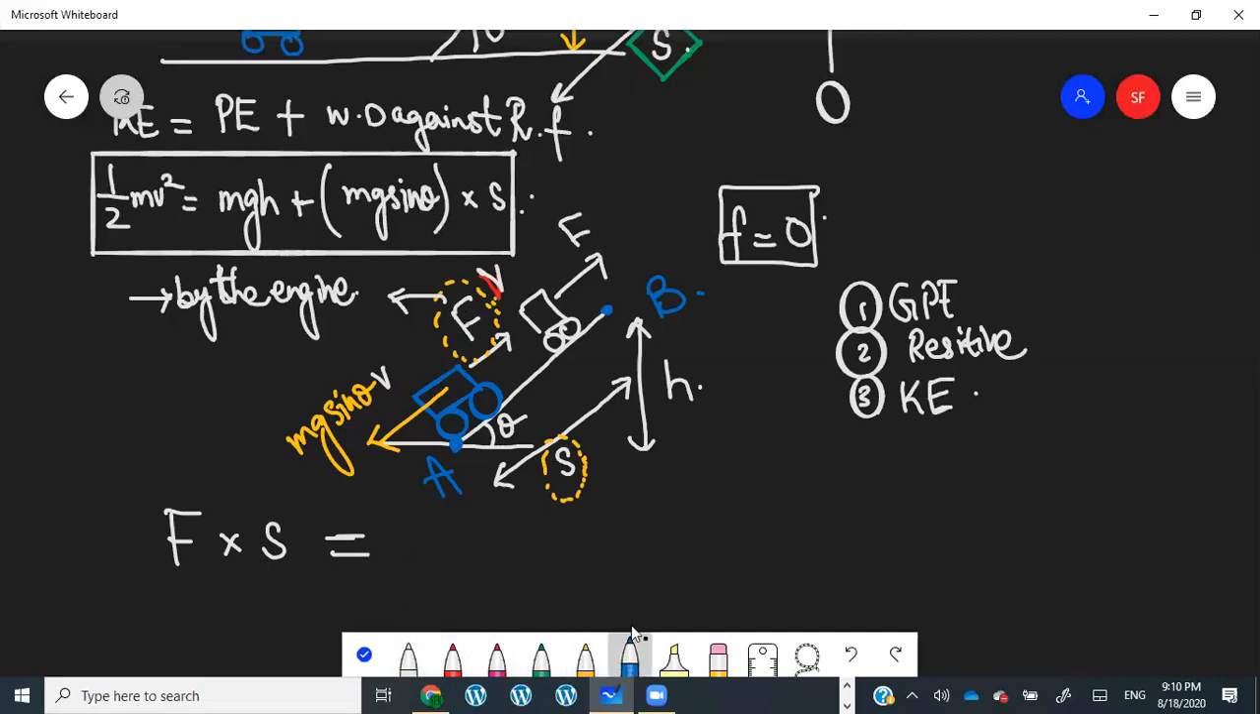Now, what are the energies into which this work has been converted in this scenario? Is there any work converted into gravitational potential energy? Yes. Height is gained, so whenever height is gained, gravitational potential energy is one of the energies into which the work is converted. What about the resistive forces? Frictional force is zero, but are the resistive forces zero?